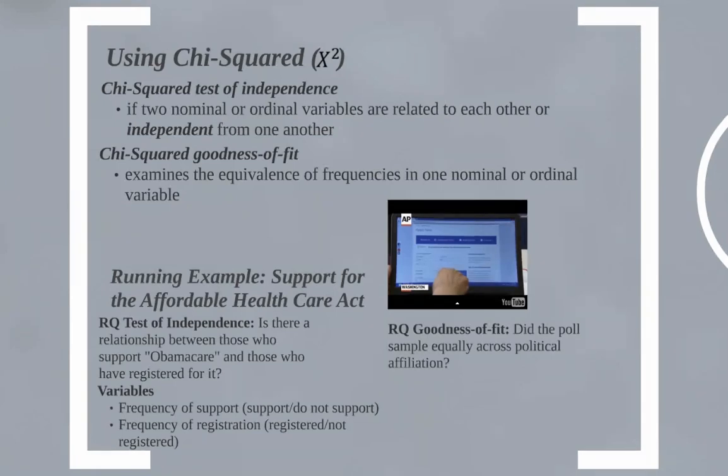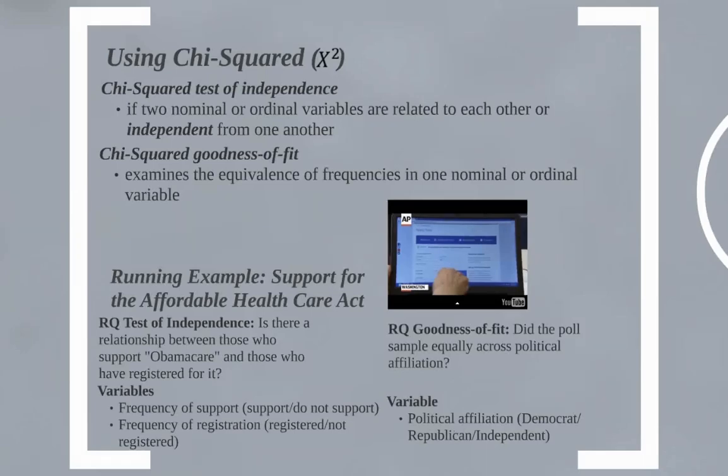And so we can ask something like, did our poll sample equally across political affiliation, right? So are we sampling evenly across the different political affiliations? In this case, we have one single variable, political affiliation: Democrat, Republican, Independent, right? So this question is slightly different. We're just asking, is there equal distribution across each of these categories for this one single variable?